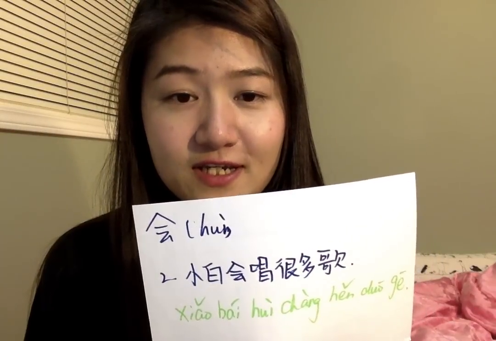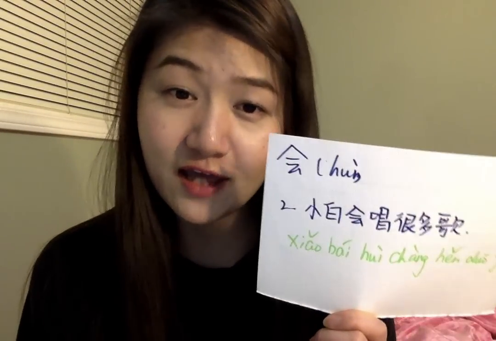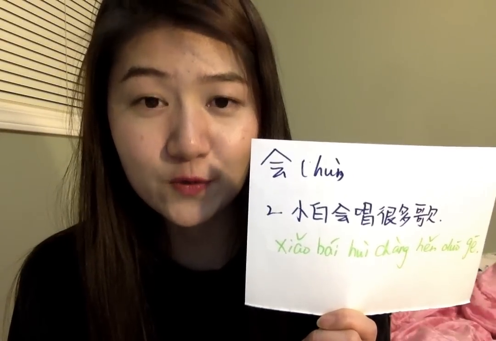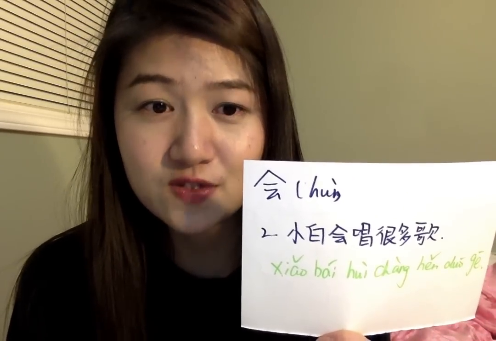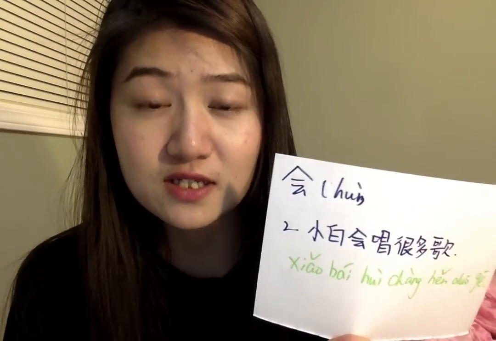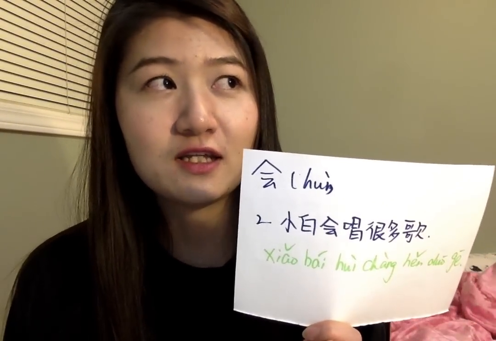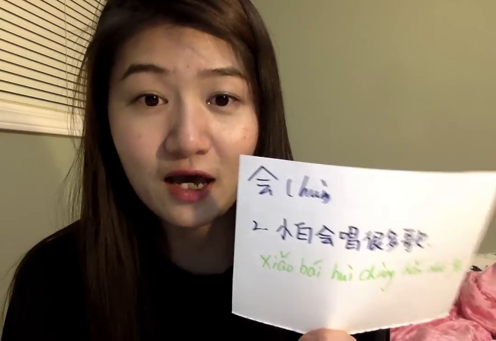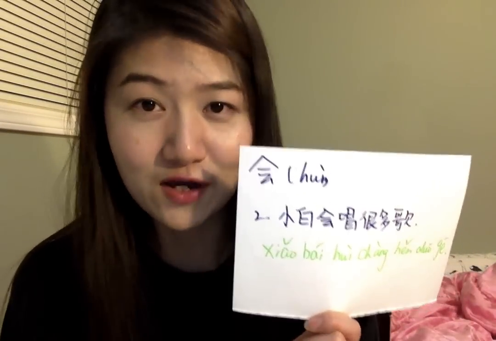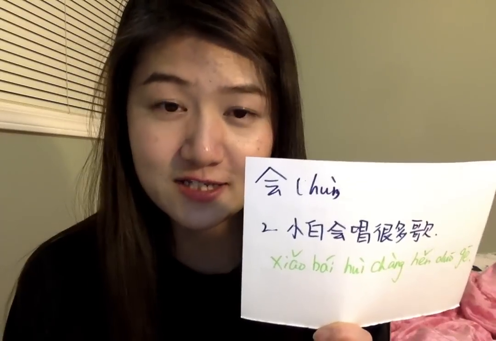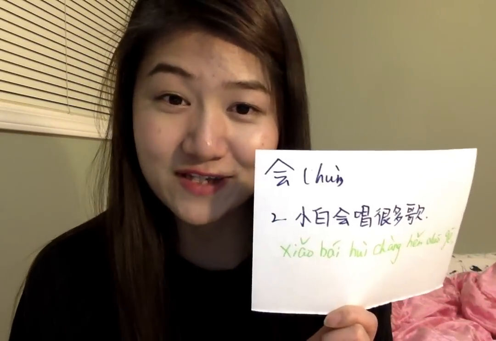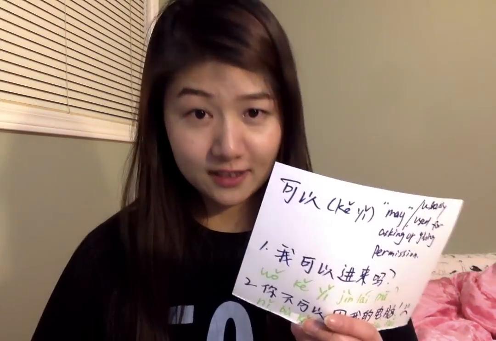Okay. Next one, the second example sentence is 小白会唱很多歌. So, little 白 knows many songs and he can sing so many songs, because maybe he practiced and listened a lot and learned a lot, so he can sing a lot of songs. So, 小白会唱很多歌, and because he learned, there's a process: he learns, then he can do something. Make sense? 很好.